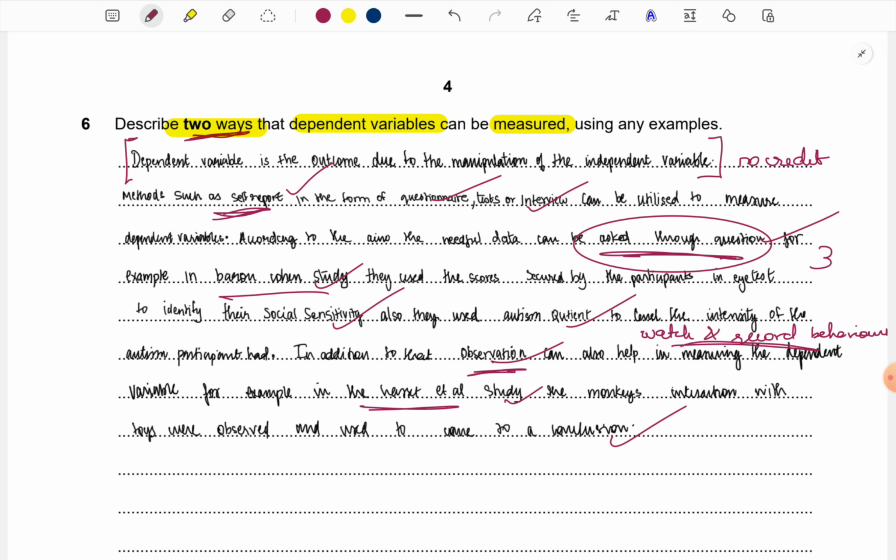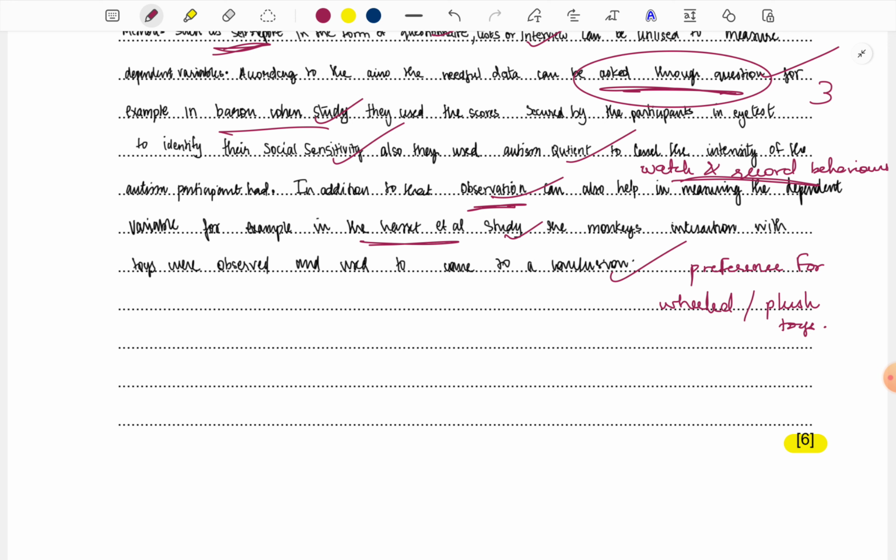So what she could have elaborated on was, just like she said what was measured in the Baron-Cohen study, the performance on the ICE test. Like that, here also she could have mentioned exactly what was measured. So it was more than interaction with the toys, it was preference for wheeled or plush toys. That she could have given, or she could have given some of the examples of the behaviors that were observed in that study. Like dragging the toys, sitting on the toy, extended touching of the toy, something like that. So it would have been more specific and detailed.